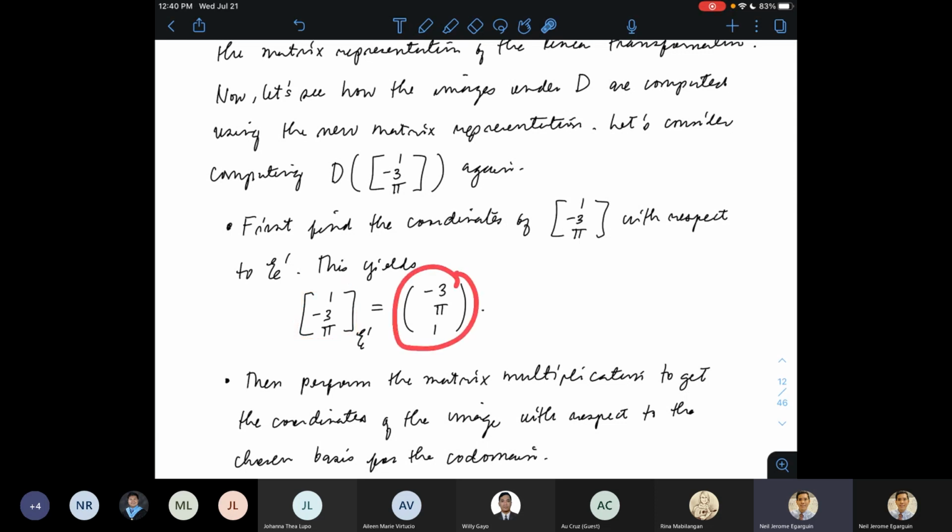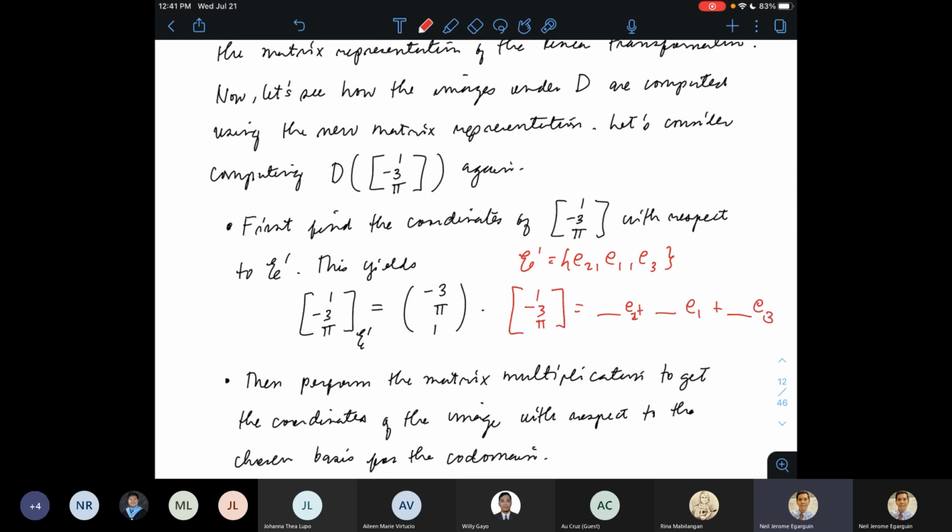So kailangan kong kunin ano yung coordinates nitong vector na to with respect to E prime. And it just so happened that the scalars will be -3, pi, 1. Kasi V, this guy, would be what? -3 times V2 plus pi, not V2. Ano nga yung ordering ng E prime? Si E prime ay E2, E1, and E3. Tama nga ba? I think this is right. So kailangan kong kunin yung expansion ni (1, -3, pi) using the ordered basis. E2 plus E1 plus E3.